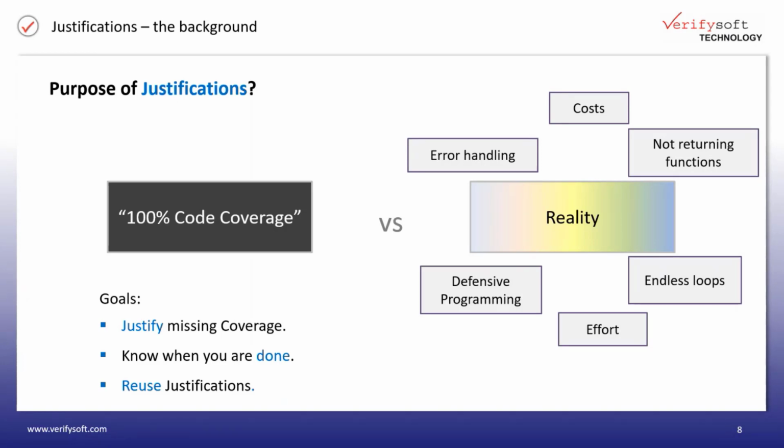And the third goal is to reuse justifications, because typically they don't change as much as the code changes over time. If you have an endless loop, for example, the endless loop will stay the same even if you extend it in your code. So we would like to be able to reuse the justifications.